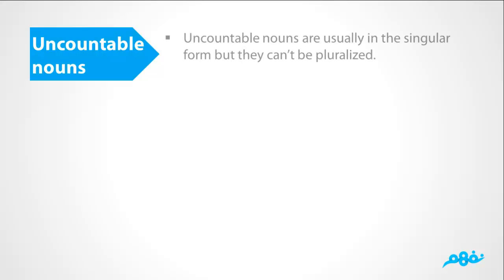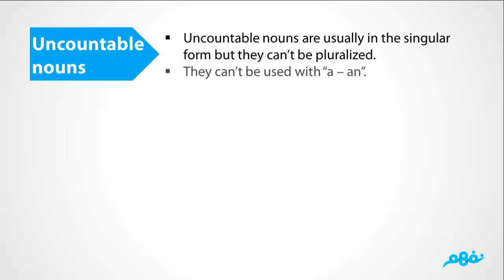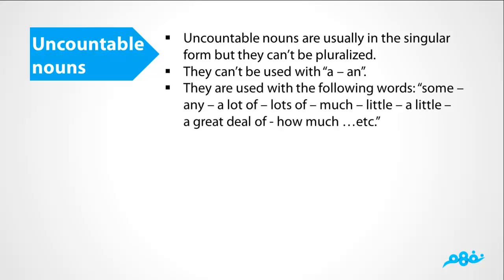Uncountable nouns. Uncountable nouns are usually in the singular form, but they can't be pluralized. They can't be used with a or an. They are used with the following words: some, any, a lot of, lots of, much, little, a great deal of, how much, and so on. They are always used with a singular verb.